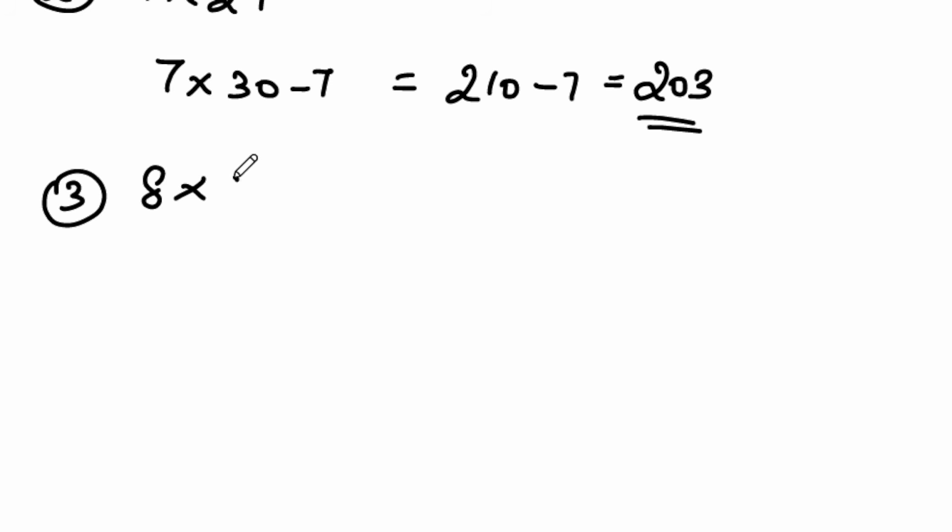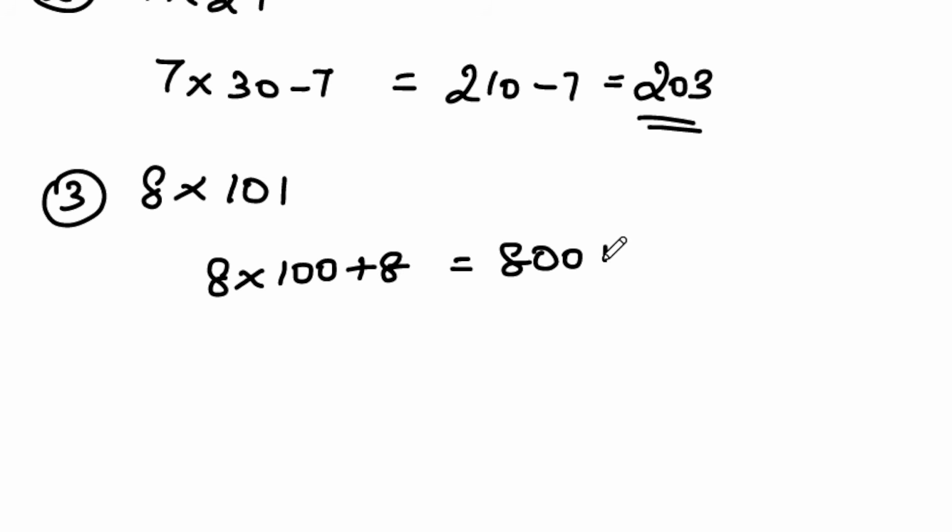808 into 101. So what we can do, we can do 8 into 100 plus 1, that is 8. Okay, so 8 into 8 is 800. 800 plus 8 is 808. So 8 into 101 is also 808.